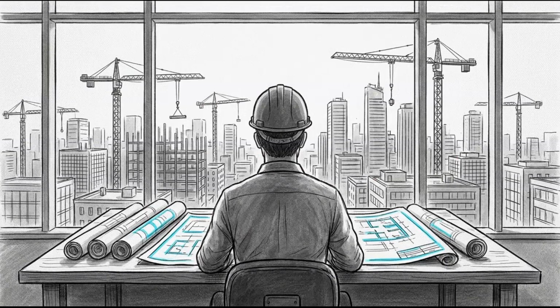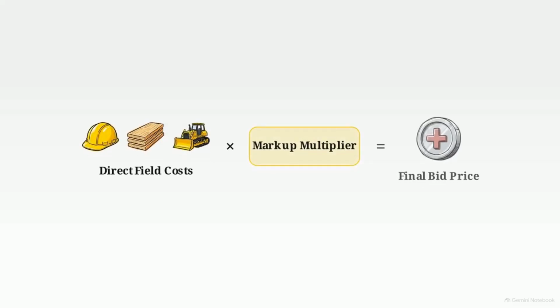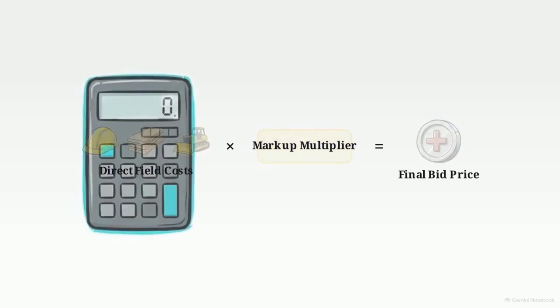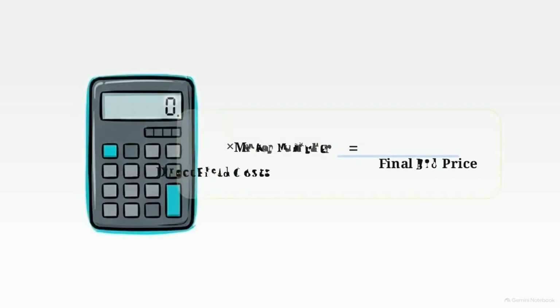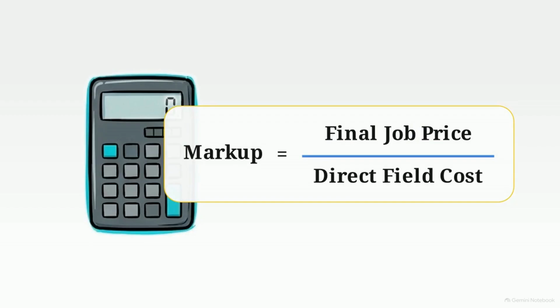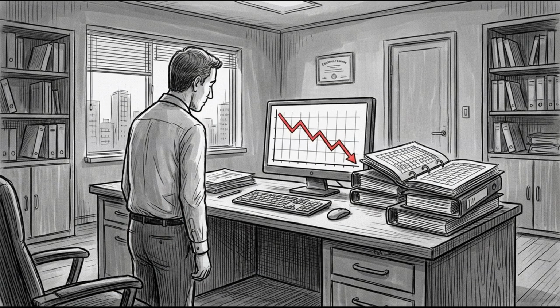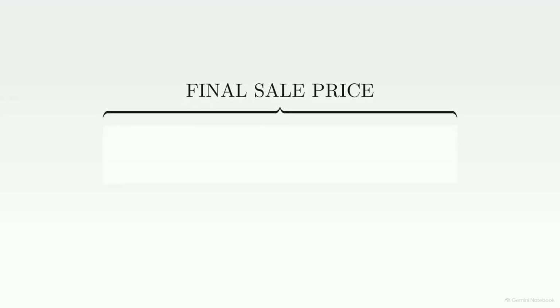The estimator approaches a project looking forward. They calculate the direct field costs and then apply a markup multiplier to arrive at the final bid price. The calculation here is simple. Markup equals the final job price divided by the direct field cost. The owner looks backward. They use gross margin as an historical metric to evaluate corporate budgeting and overall performance. Gross margin is the portion of that final sale price that actually contributes to overhead and profit.